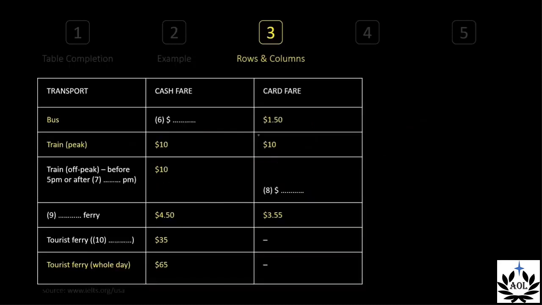Yes, let me show you an example. Bus for card fare will be 150. For train peak will be 10 for both. For train off peak, it will be 10. It's the cash fare. You can see what provides us information is the column and the row. When you coincide these, you come here. This is the cash fare for the train which is off peak. The blank, the ferry, that is the commuter ferry, we have seen the answer, will have 450. So rows and columns are important.